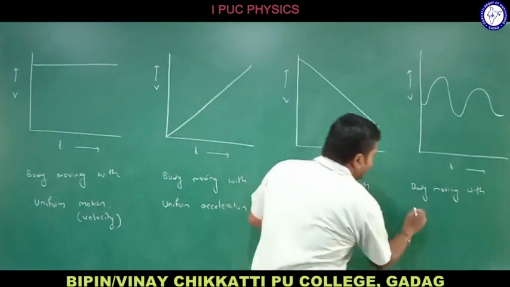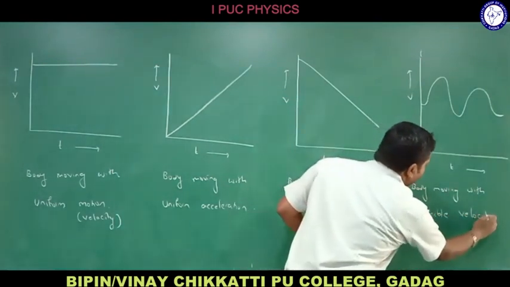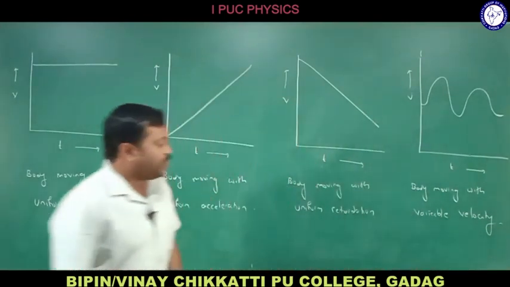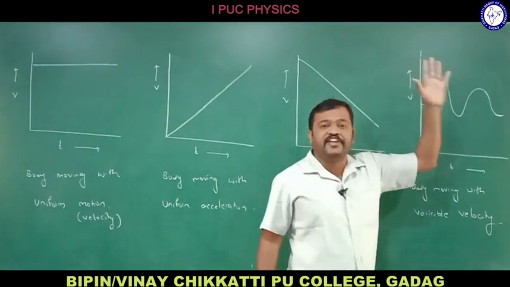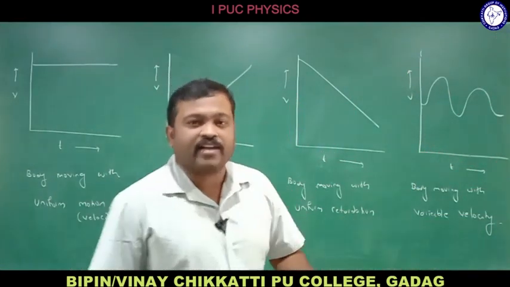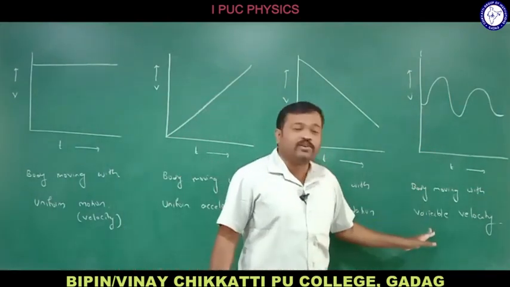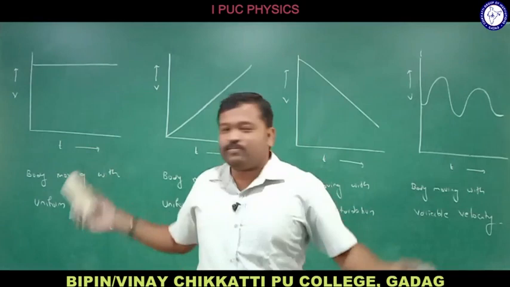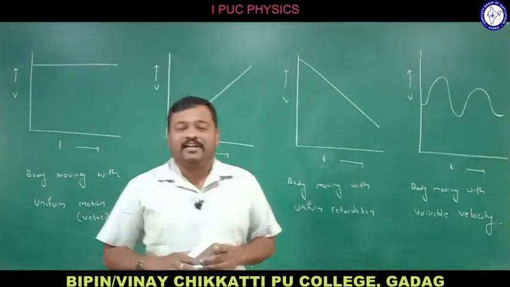If it is changing, shall I call it like this? The body is moving with variable velocity, which means the velocity is changing continuously, right? Sometimes it is increasing, sometimes it is decreasing. Let me call it variable, right? So this is a graph which represents a body moving with variable velocity. So these are some of the typical velocity time graphs, right?